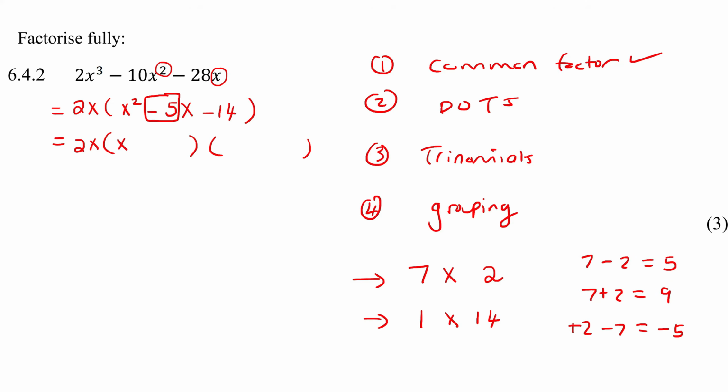So I put x and x over here because x times x gives me x squared. And then I put a positive 2 and a negative 7. You could also have switched it around. You could have also had the negative 7 first and then the positive 2. Doesn't make a difference. That is the final answer.